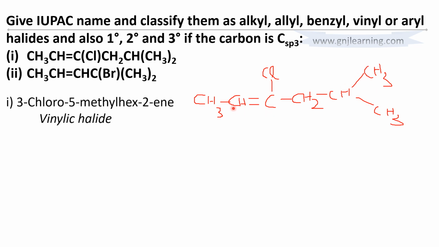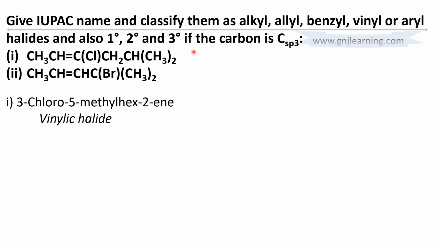So let us see. 3-chloro-5-methyl-hex-2-ene. And the chlorine is attached to an sp2 carbon of a haloalkene, so we call it a vinylic halide. Clear? Okay, so here they have asked to classify as primary, secondary and tertiary if the carbon is sp3. Here the carbon is sp2, so we don't have to classify them.